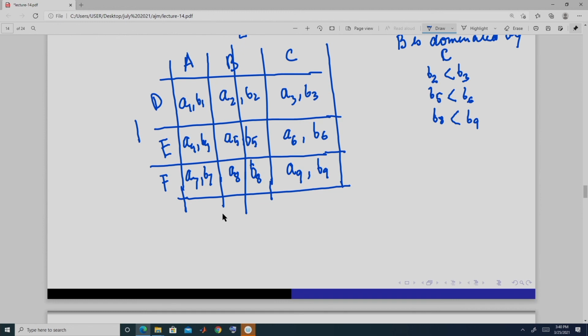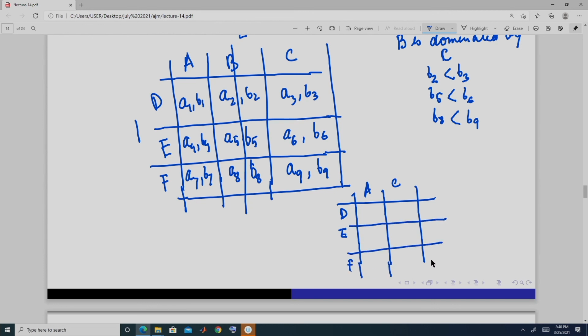And next, the reduced form is A and C against D, E, F, with payoffs A1, B1, A3, B3, A4, B4, A6, B6, A7, B7, A9, B9.